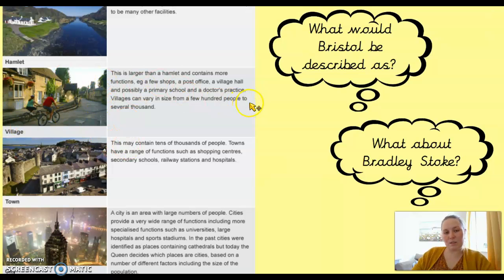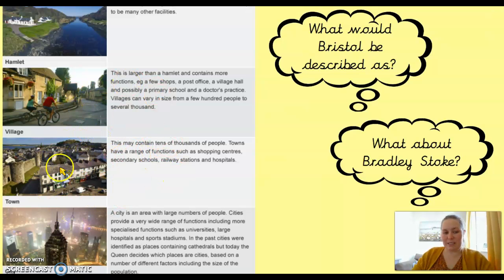So it's still quite small, but the difference is it has got a few amenities, a few facilities. So it might have a village shop, a post office, it might have a school, a doctor's, it might have a pub or a restaurant, but it hasn't got lots and lots of things and it hasn't got lots and lots of houses. A town, so thinking about population meaning how many people live there, tens of thousands of people in a town rather than hundreds or thousands in a village.